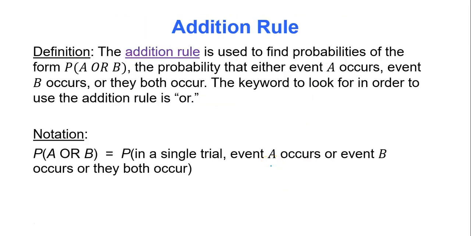Now the addition rule is used to find the probabilities of the form the probability of event A occurring or event B occurring. So that's the probability that either event A occurs, event B occurs, or they both occur. So the key word here, and when you're looking at your questions, is to find the word or. So it's this one, that one, or both of them. That's what the or probability is, and it's the addition rule.